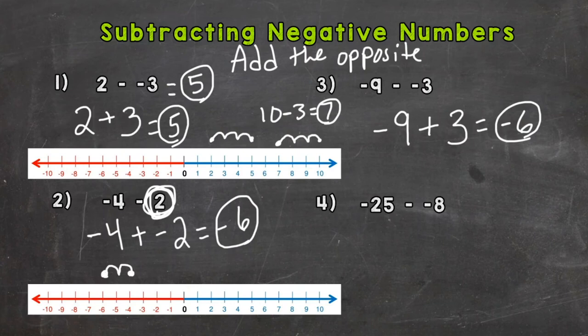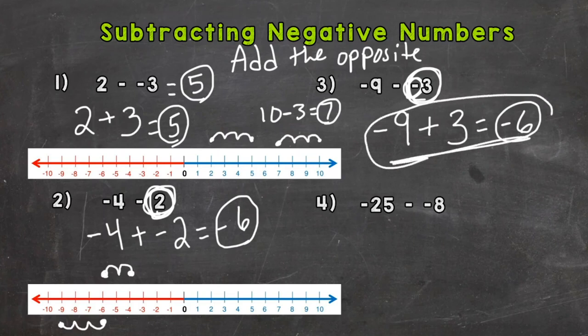Let's go over to this number line here. The bottom left will start at negative 9, and we're subtracting a negative 3. And remember, this negative 3 tells us to do the opposite because of this negative sign. So instead of going to the left when we subtract, we go to the right 3. 1, 2, 3. And we end at negative 6. So the same as when we added the opposite.